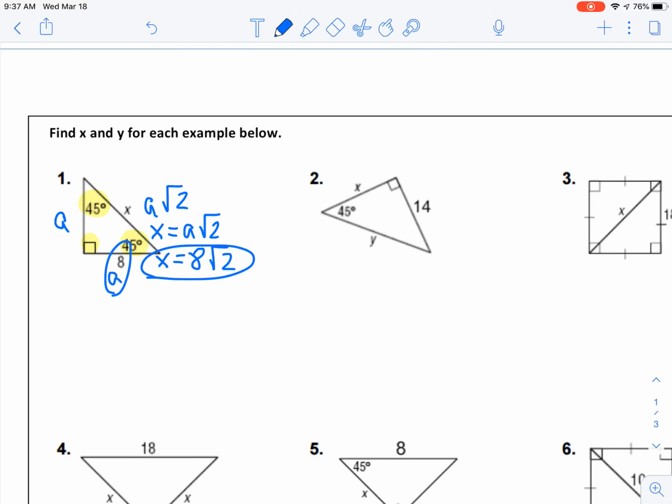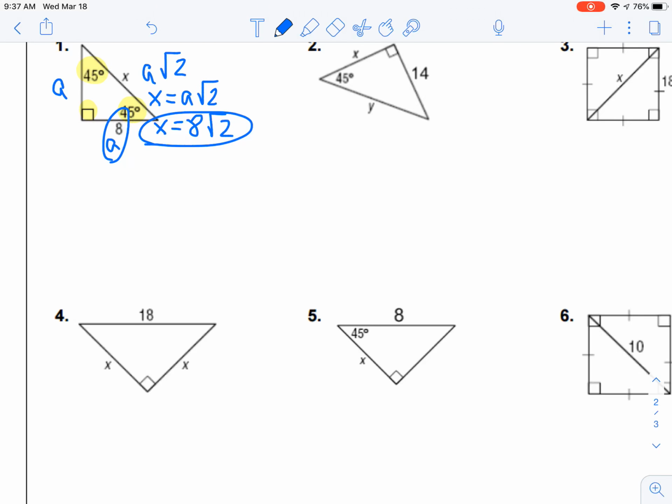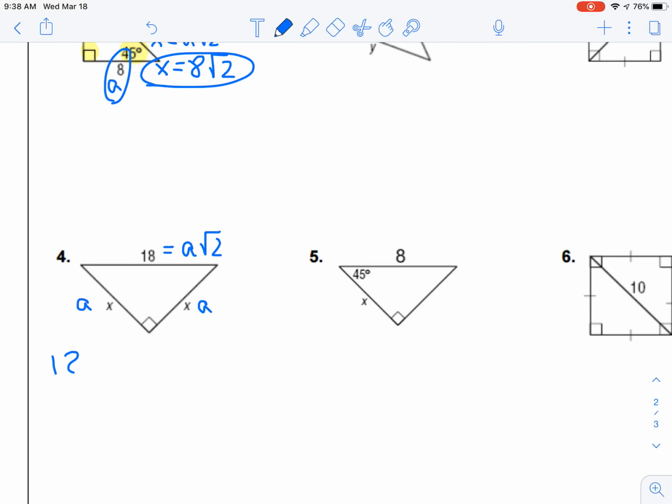Okay? I'm going to do one more example for you. And then, like I said, I'm going to let you get some practice. Now, with this one, I know that the ratios are A, A, A rad 2. So you have to work in reverse here. I know that 18 equals A rad 2. So that means that if I divide both sides by rad 2, I get that 18 divided by rad 2 equals A.